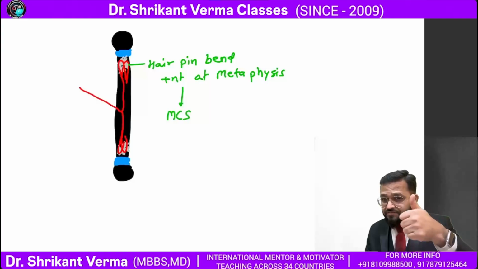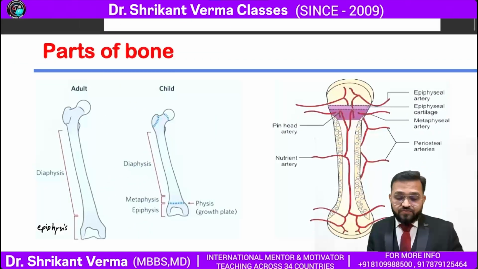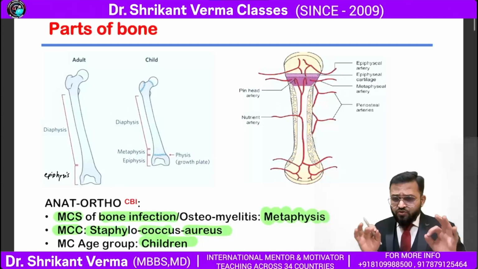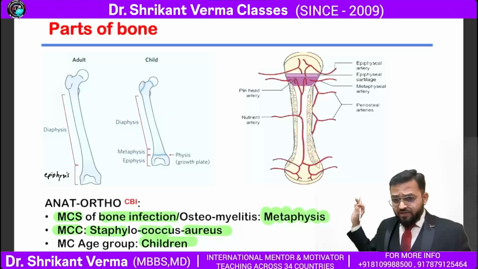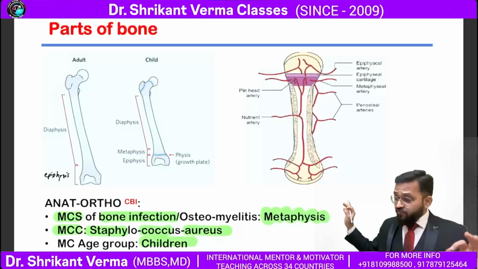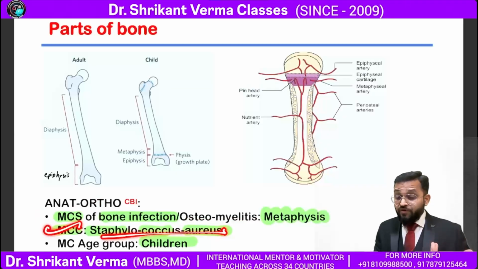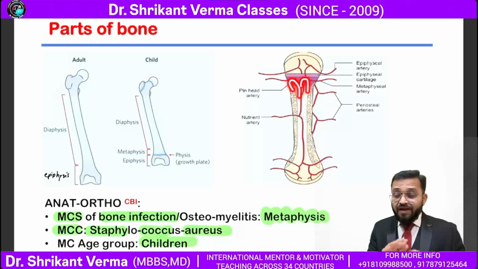Very good answer, Raj, Chirag, Pikachu. You all are right. Okay, so these are the things which we had seen, the parts of the bone. Again, I'm revising the three integrations. One question is sure from the bone parts, either from anatomy, radiology, orthopedics, or microbiology. Most common site of bone infection, metaphysis. Most common cause, Staphylococcus aureus. Most common age group, children. Why? Due to the hairpin bend arrangement.